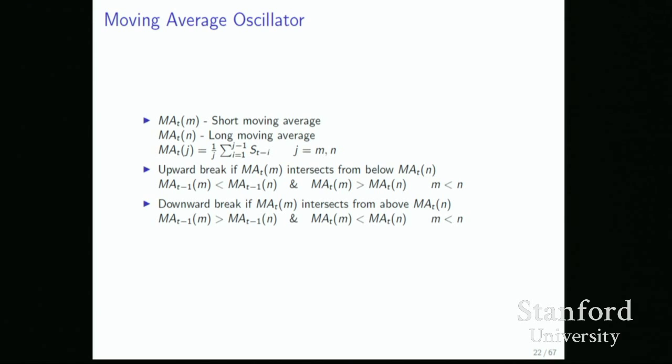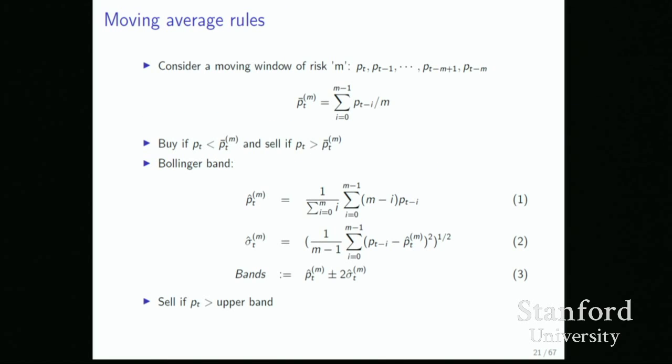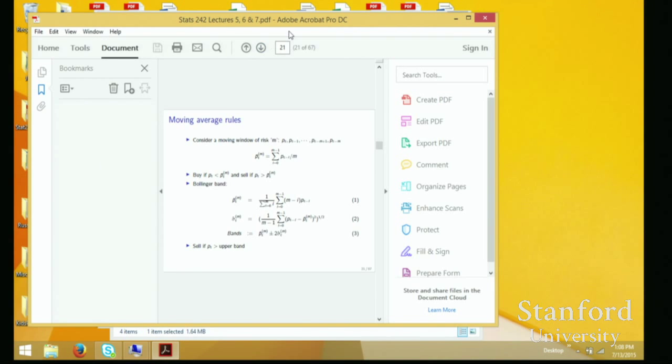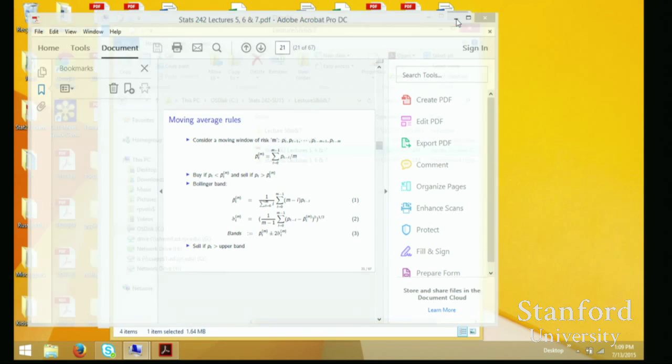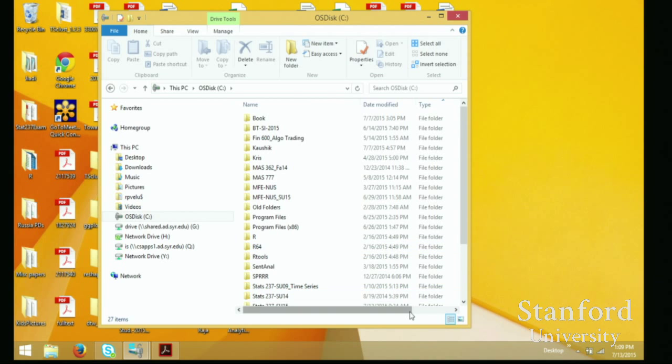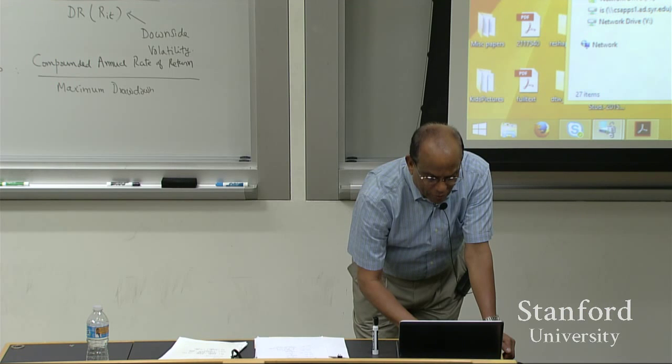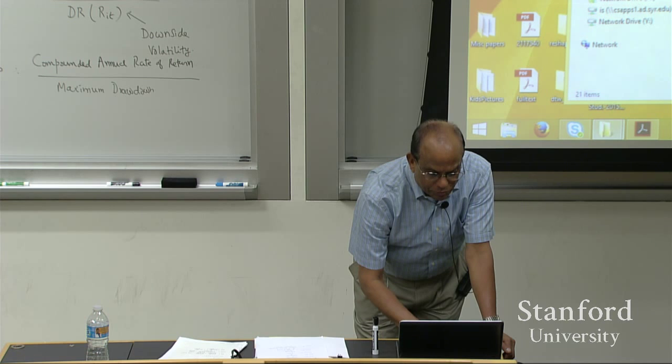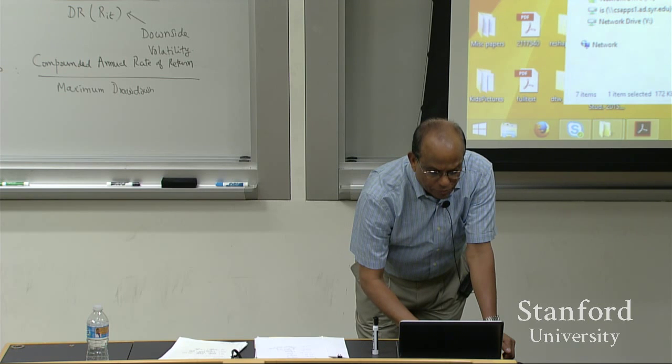But let me show you. I want to see whether I have this Bollinger Band. I have posted the R code for computing the Bollinger Band on the coursework site, so you should be able to use that to do your homework assignment too. So let me show you.